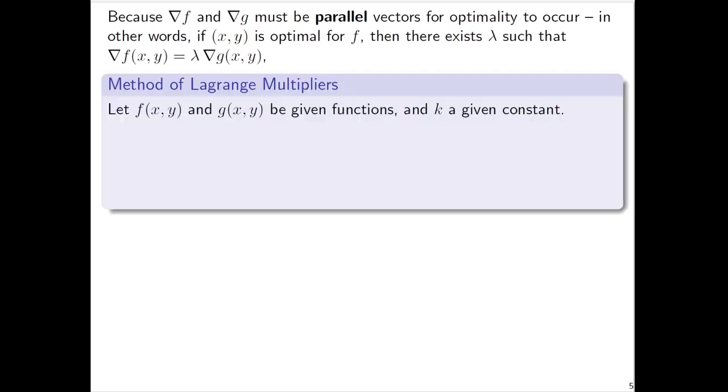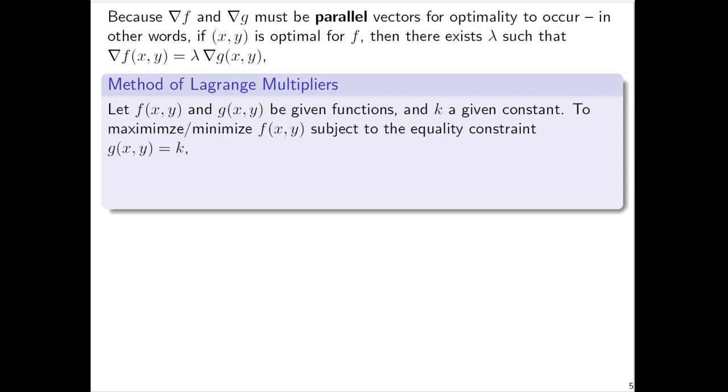Because these vectors must be parallel, if (x, y) is optimal for f, this lambda must exist. Based on this, we create the method of Lagrange multipliers. Let f(x, y) and g(x, y) be two functions, and k a given constant. If the task is to maximize or minimize the function f, subject to the equality constraint that the function g must equal k, so we're only looking at (x, y) where the output of g is the number k, then here's what we're going to do.